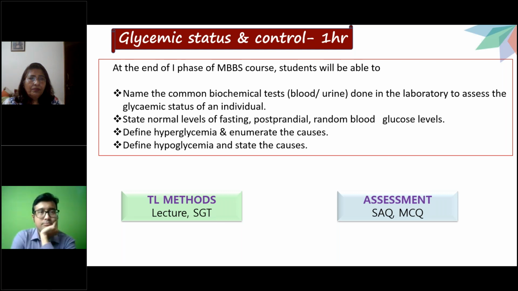Here the first session will be on glycemic status and control, which will be for 1 hour. The SLOs will be, at the end of the session, students will be able to name the common biochemical tests in blood and urine that are done in the laboratory to assess the glycemic status of an individual, state the normal levels of fasting, postprandial and random blood glucose levels, define hyperglycemia and enumerate the causes, define hypoglycemia and state the causes. TL methods will be lectures and small group teaching. Assessment will be by SAQs and MCQs.